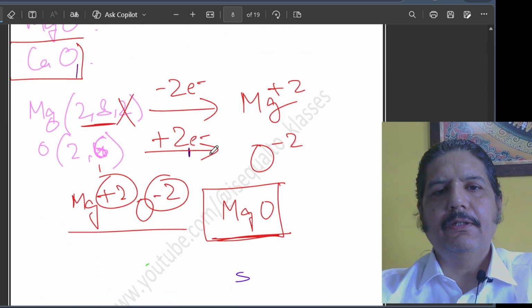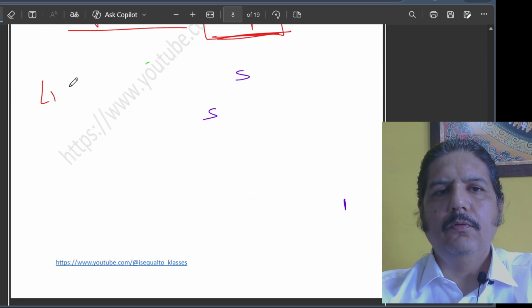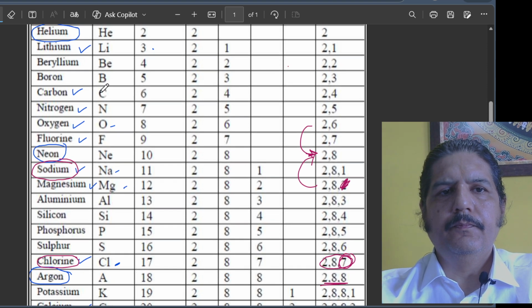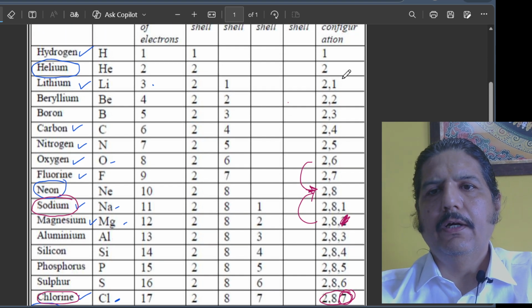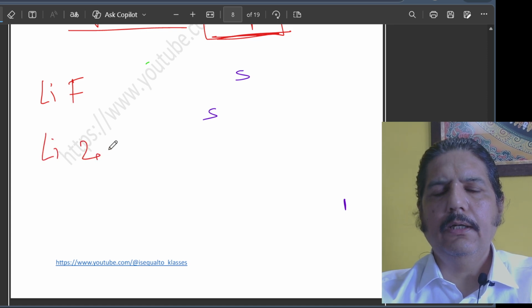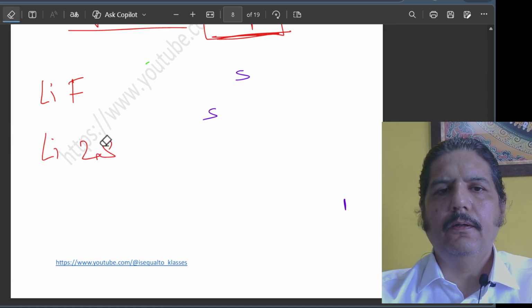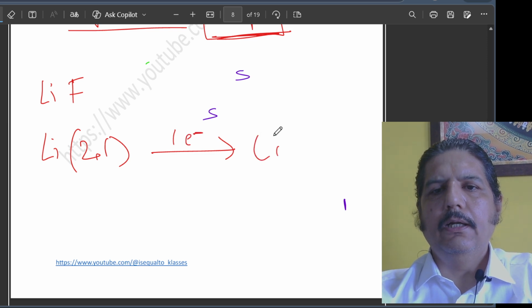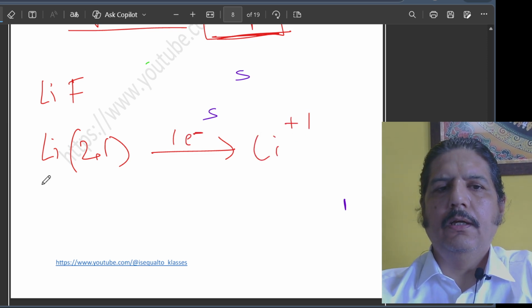And the final example that we want to take is lithium fluoride. Lithium fluoride. So lithium 2, 1 wants to lose 1 electron, become lithium plus 1.